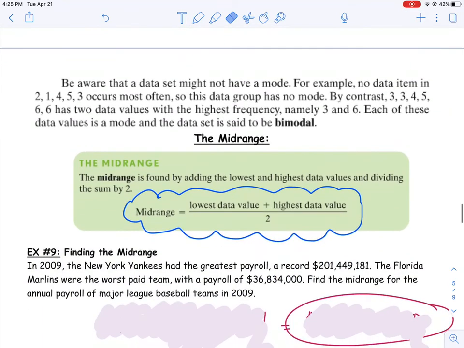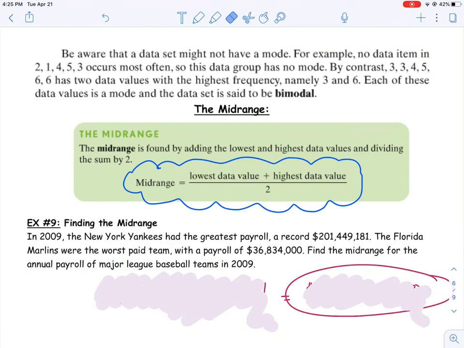All right. The last measure of central tendency is what we call the mid-range. Not the range, but a mid-range. A mid-range is found by adding your lowest number plus your highest number and dividing by 2.